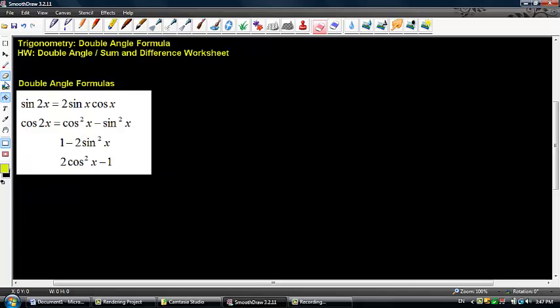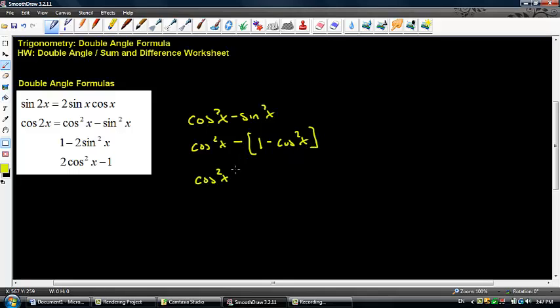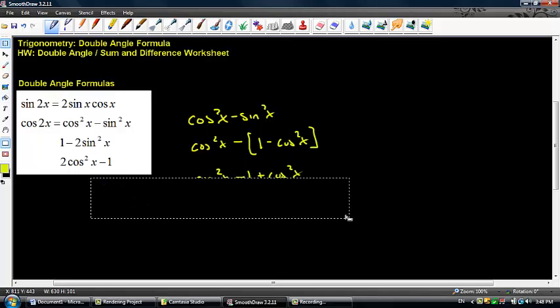And from here, you can derive, using the fundamental Pythagorean trig identity of cosine squared x plus sine squared x equals 1, the other two. So I'll go and just do this for you real quick. If I say cosine squared x minus sine squared x, and I convert sine squared x into 1 minus cosine squared x, then what I get is cosine squared x, if I distribute the negative, minus 1 plus cosine squared x. So I end up with 2 cosine squared x minus 1, which is exactly what this thing is. Right? And then obviously to get the 1 minus 2 sine squared x, you just convert the other one.